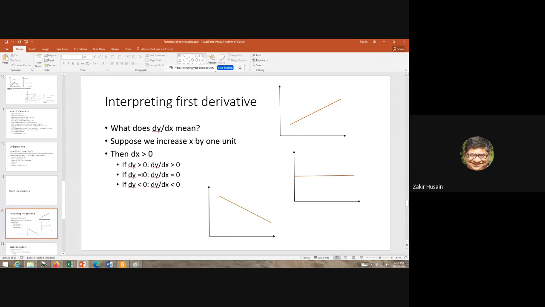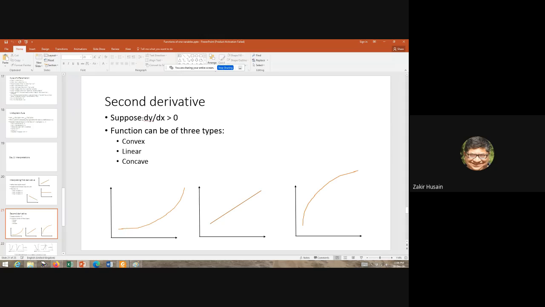Second, dy can be equal to 0. In that case, the function is horizontal to the x-axis. And if the function falls, that is dy is negative, then dy/dx will be negative. The function is downward sloping or negatively sloping. Now suppose dy/dx is positive. In that case, again, we can have three possibilities.